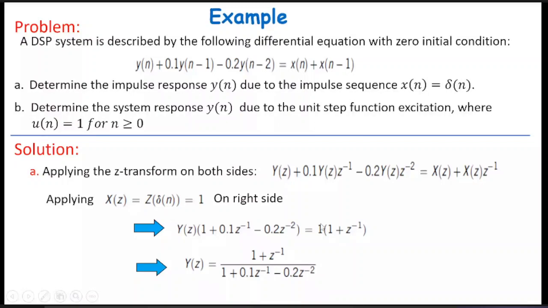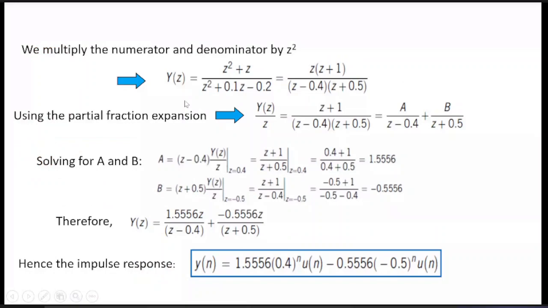Since X(z) is the z transform of the input x(n), and the input is delta n, the z transform of delta n is 1. So in place of X(z) we write 1, and we get Y(z) equal to this. Okay, this is Y(z).